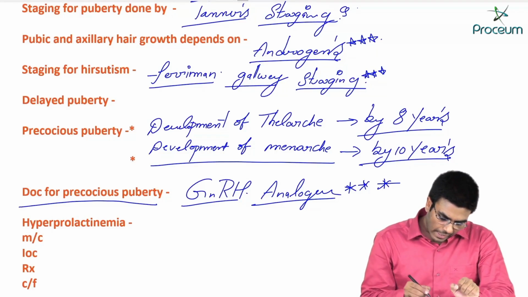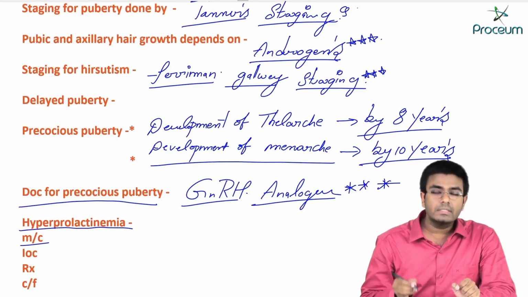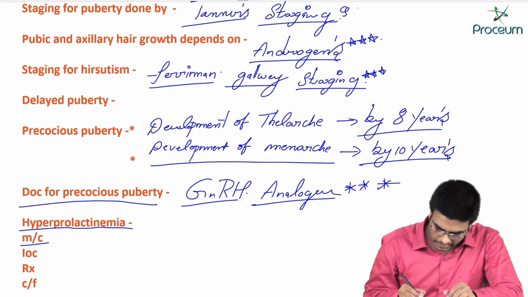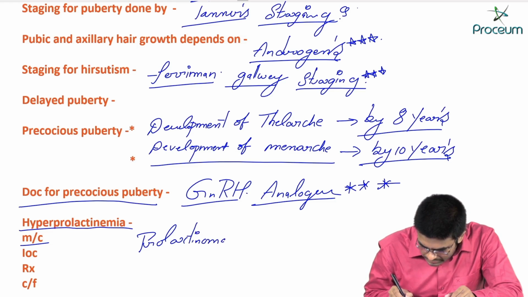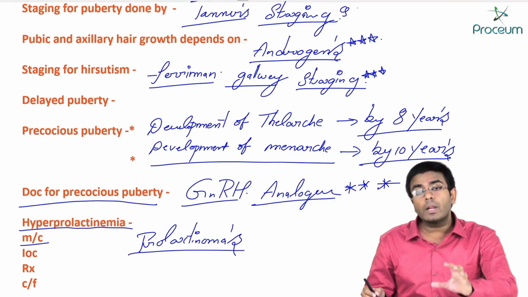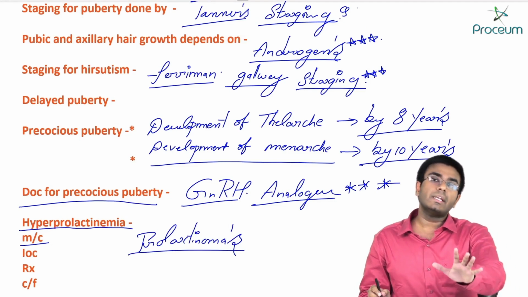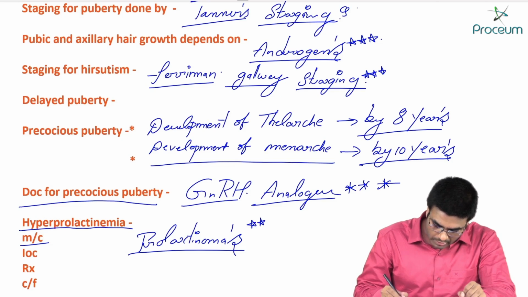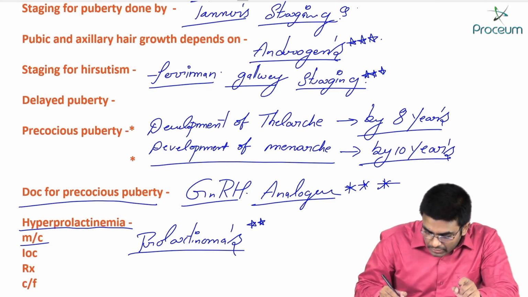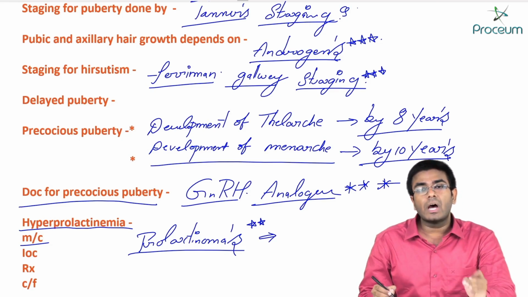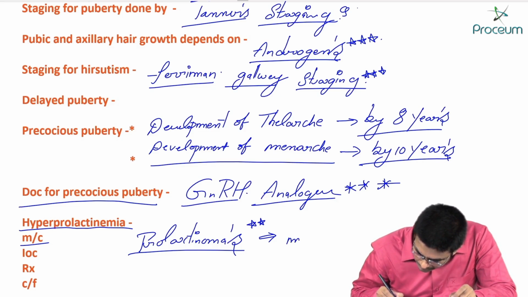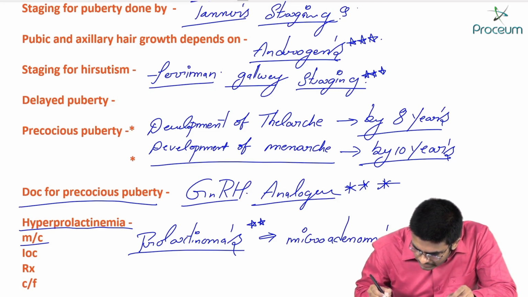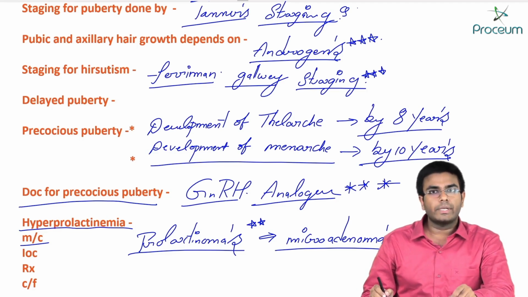Now, hyperprolactinemia, what is the most common cause? The most common cause of hyperprolactinemia is prolactinomas. Okay, prolactinomas means a tumor of the prolactin producing cells in the anterior pituitary. Prolactinomas are the most common cause of hyperprolactinemia. And they will ask you, are these prolactinomas, most of the time, microadenomas or macroadenomas? Most of the time, they are microadenomas. Okay?